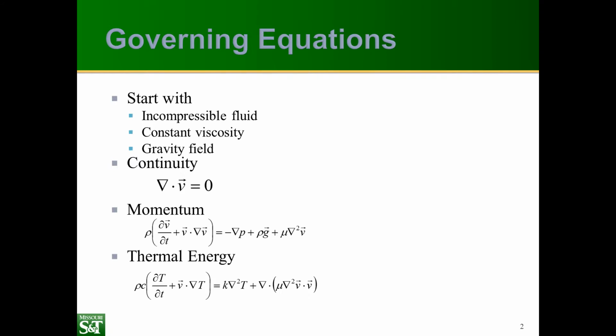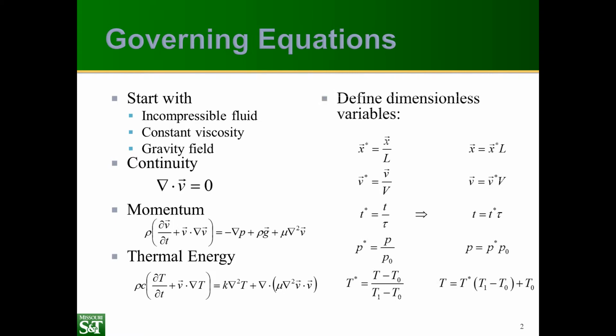This last term in the equation, this viscosity term, is related to what we call viscous dissipation, which is the conversion of mechanical energy into thermal energy through friction. Fluids heat up due to friction, just like solids do. And then C is the specific heat, so it's how much energy the fluid can absorb for a certain change in temperature. Now, we can actually define what we call dimensionless variables.